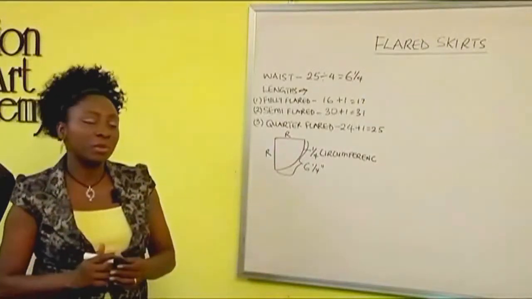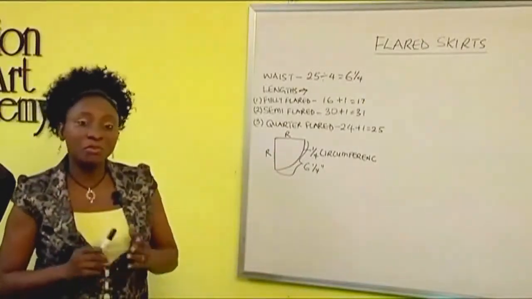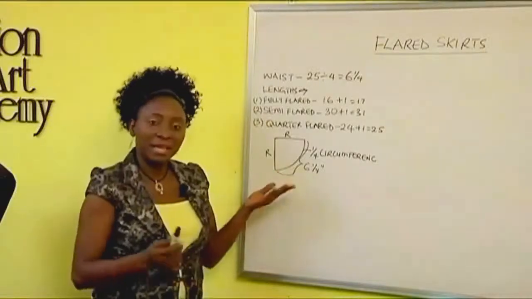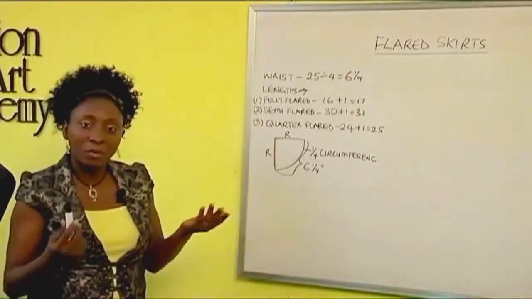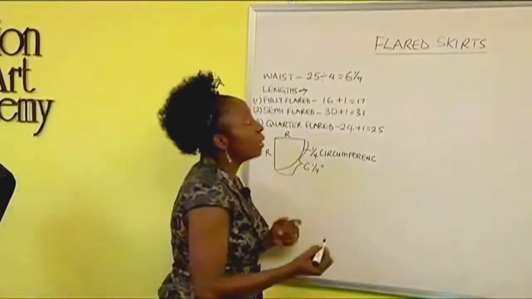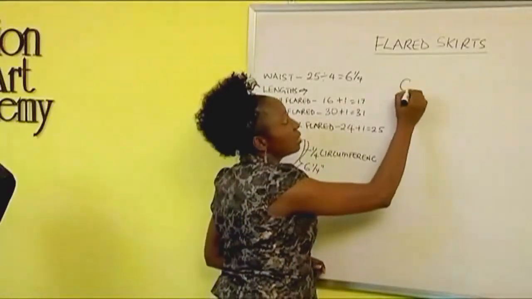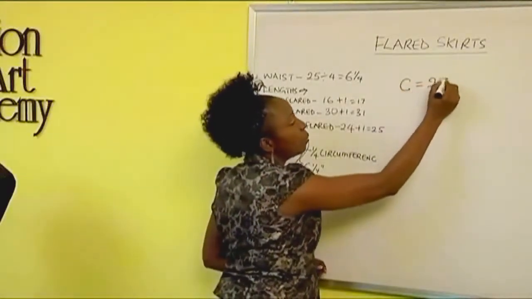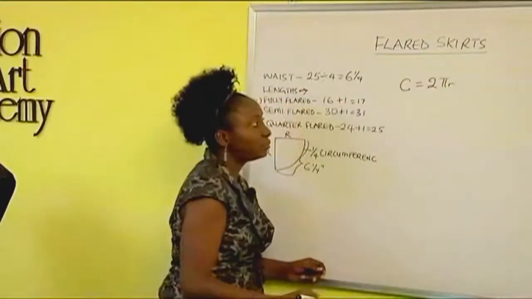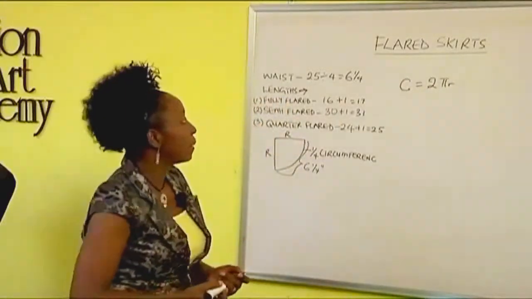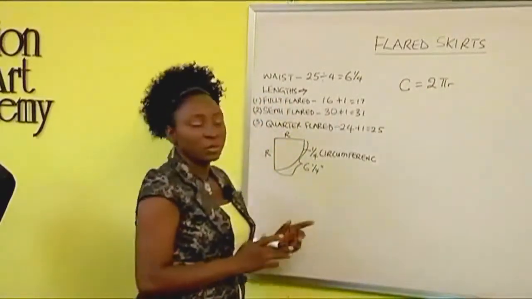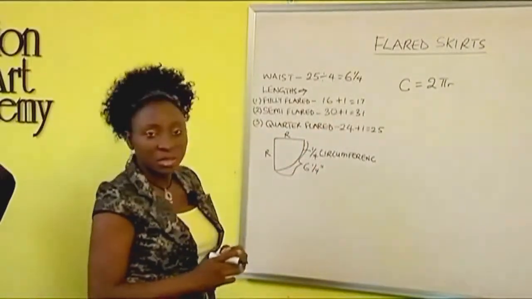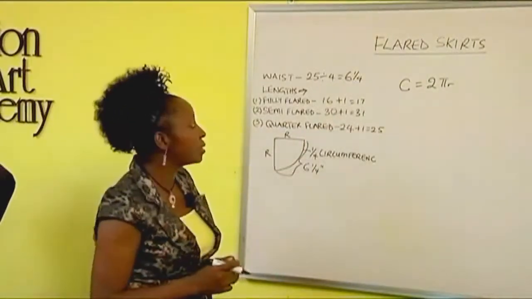Now, the first thing we need to know is, what is the equation for finding the radius? And that's very simple. It's just the same that we use to calculate the circumference. And that will give us C equals 2 pi r. As simple as that. Now, what we're going to do is try and work this out as much as possible before we arrive at the answer.